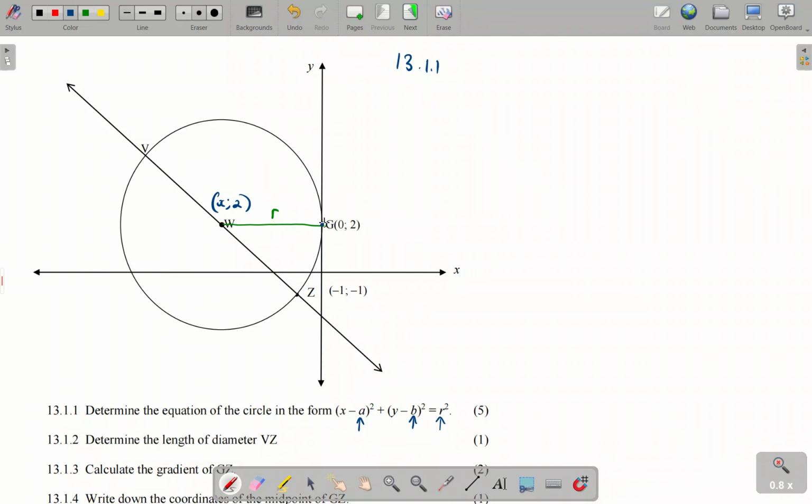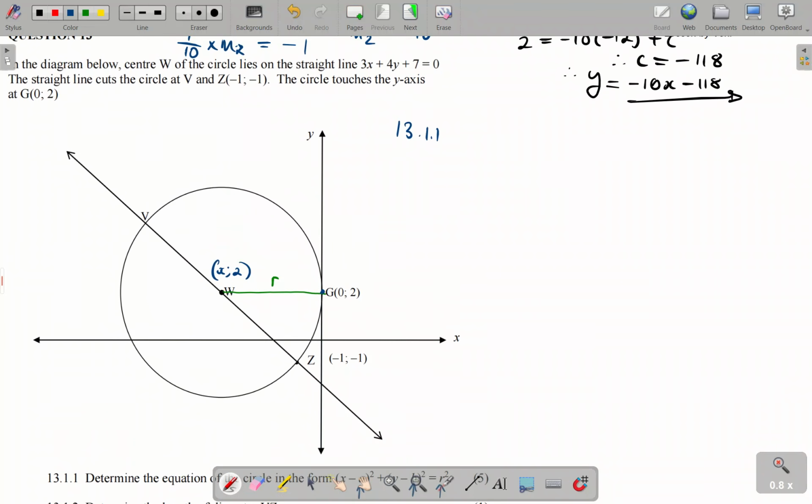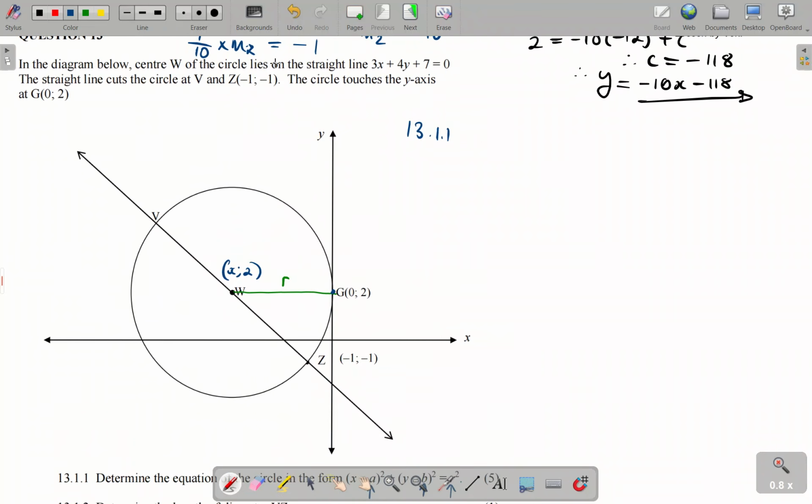Yeah, it matches with g there, so it means the y coordinate of w will be 2. So already you have your b there. Now to find the x value, remember we are told that the center w of the circle lies on a straight line, 3x is equal to that.